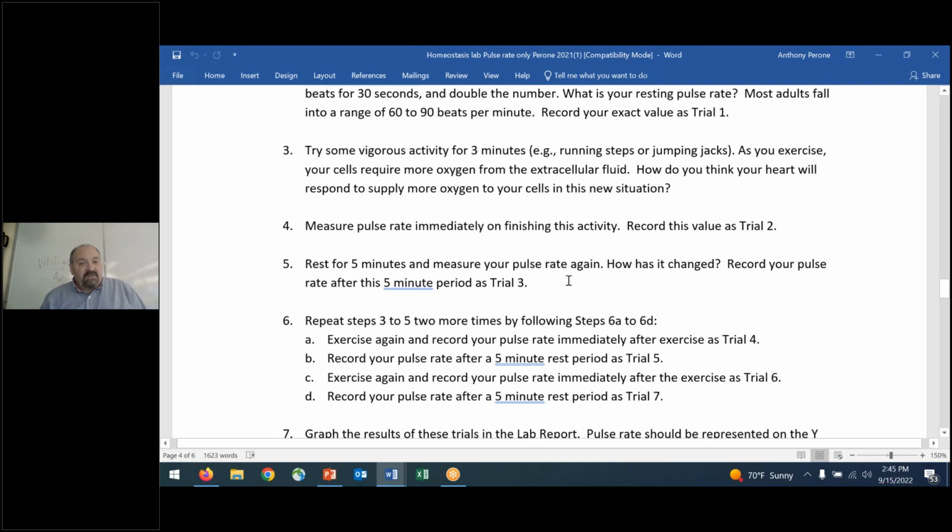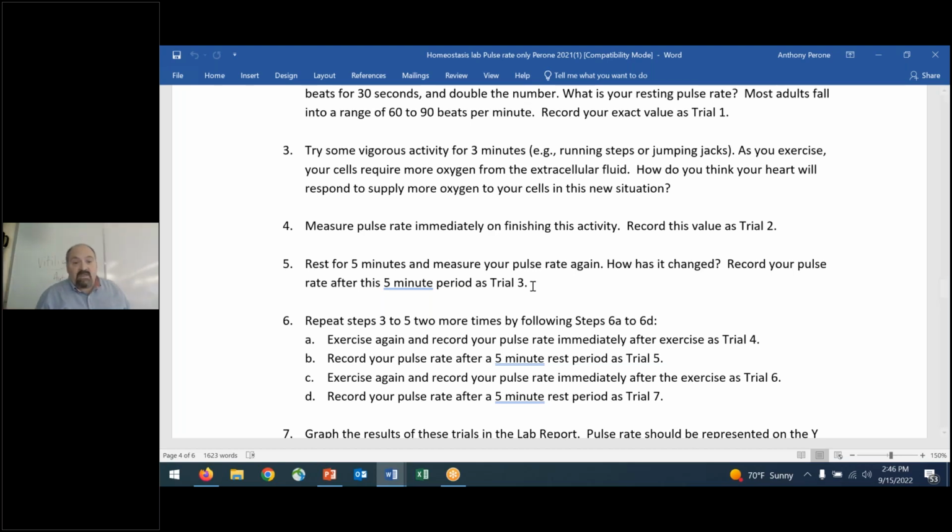Rest for 5 minutes. Measure your pulse rate again. Has it changed? Record your pulse rate after this 5-minute period. That's trial number 3. Okay, so that's the third time now. So you rested for 5 minutes and took your pulse. Exercised for 3 minutes, took your pulse. Rested for 5 minutes after exercising, and took your pulse.